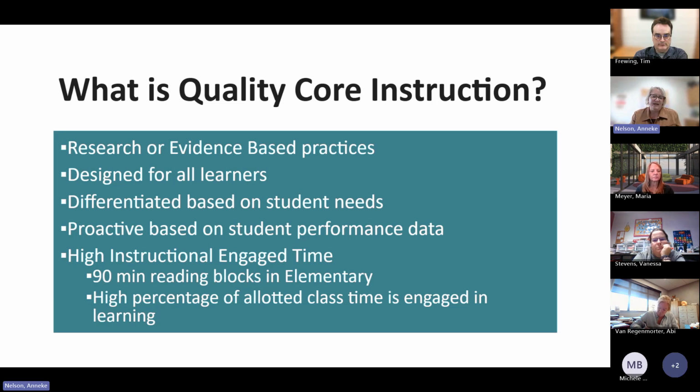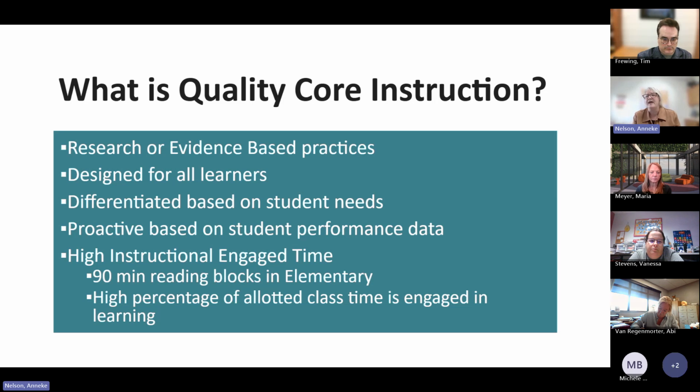What we do expect is that teachers are using research or evidence-based practices within their classroom, and that we're designing our instruction for all learners, not just for a middle group of learners. We're providing some sort of differentiation based on student needs, collecting data on those needs, and being proactive about that data. So we're incorporating that data into our instruction, to decide to make changes based on what that data is telling us.